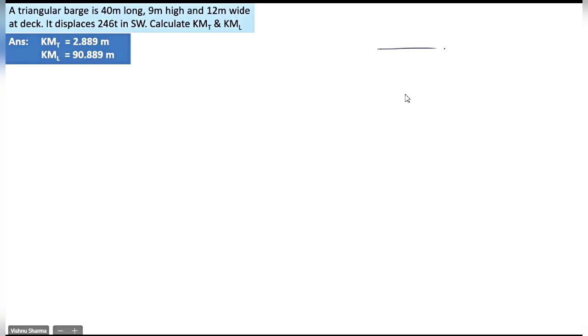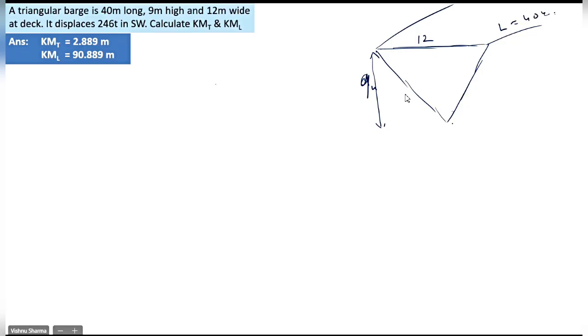We are talking about a barge being like this. It's 12 meters wide, 9 meters high. This is the cross-sectional view. This is 12 meters. This is 9 meters, and this is the length of the barge, which is 40 meters. Length equal to 40 meters. This is capital B at the deck level. This is the depth of the barge. You already marked the dimension, no issues.